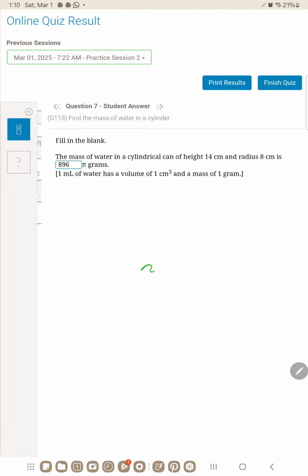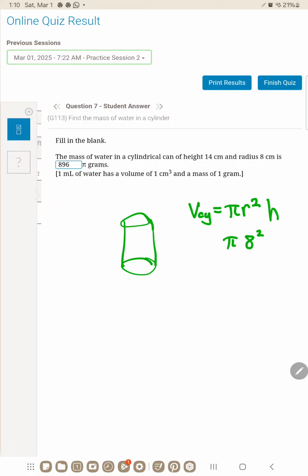Again, they gave you the dimensions of a cylindrical can. So find the volume of the cylinder, which is pi r squared h. Pi is pi, r is 8 squared, h is 14. Put that all in your calculator. You're going to get 896 pi. And since the milliliter, aka the volume, is equal to 1 gram, this is how many grams you have.